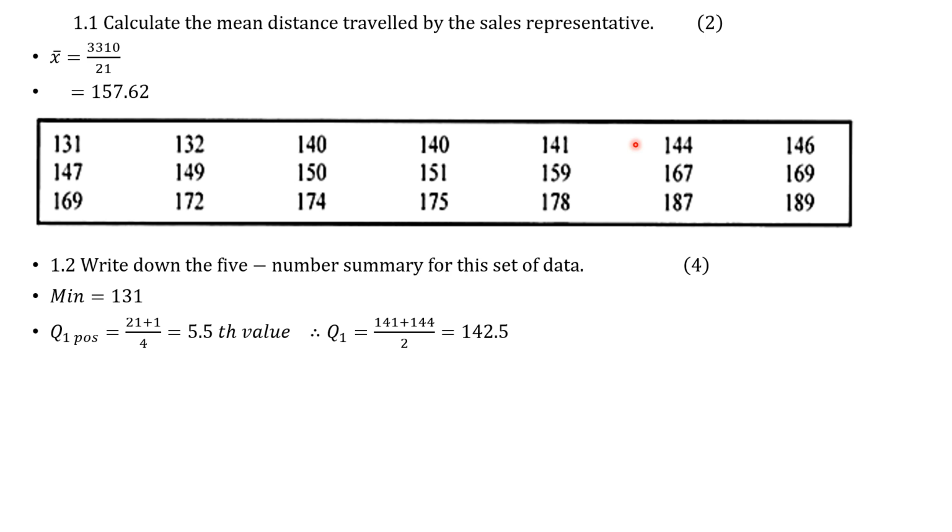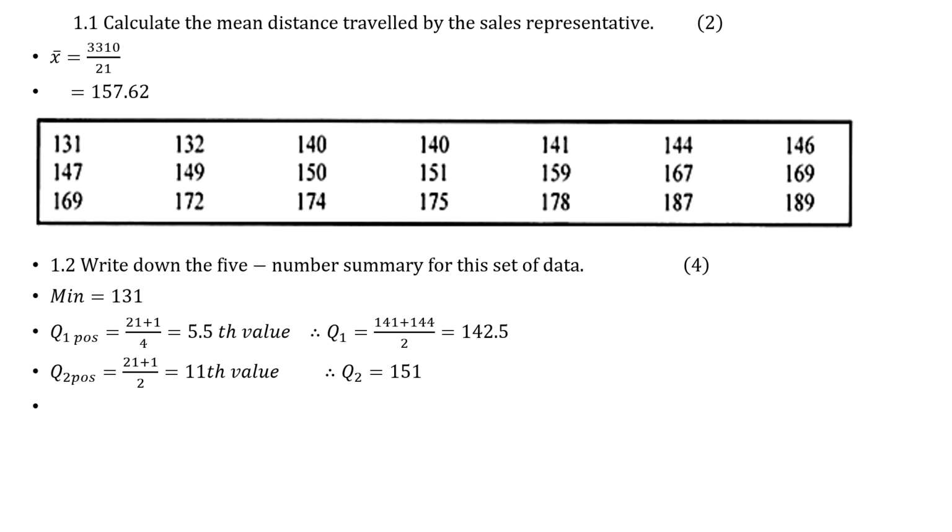So for my median, the middle value, I'm going to say 21 plus 1, but now divide by 2. So that should give me my 11th value. So that's 7, 8, 9, 10, 11. Right, so there, 21 plus 1 divided by 2 gives me my 11th value. My 11th value here is 151. So quartile 2 or median equals 151.